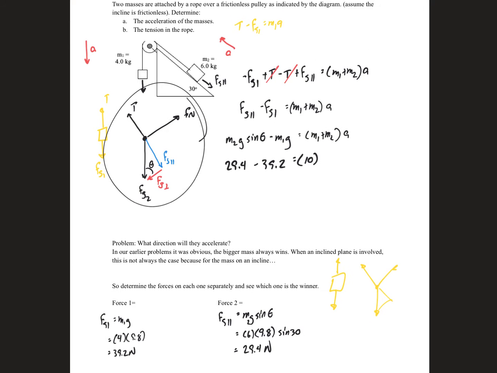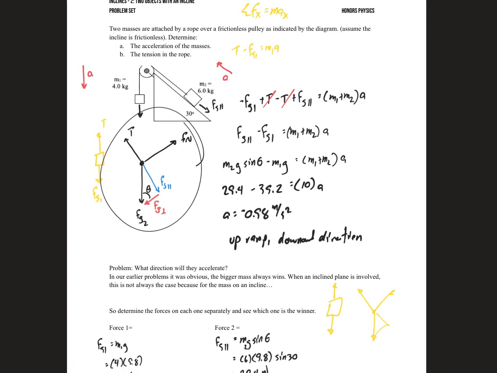Four and 6 for the two masses. So we get something about negative 0.98 meters per second squared. Or, there's another kind of weird way to say this. It's accelerating up the ramp for mass 2, and mass 1 is accelerating in the downward direction. And so you kind of have to understand which one we're talking about.